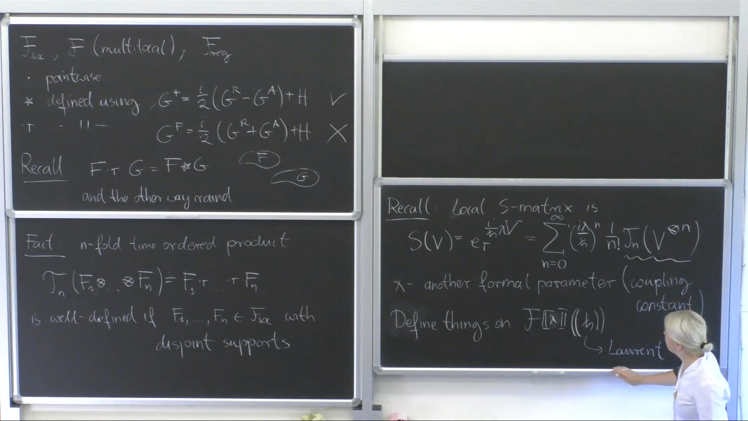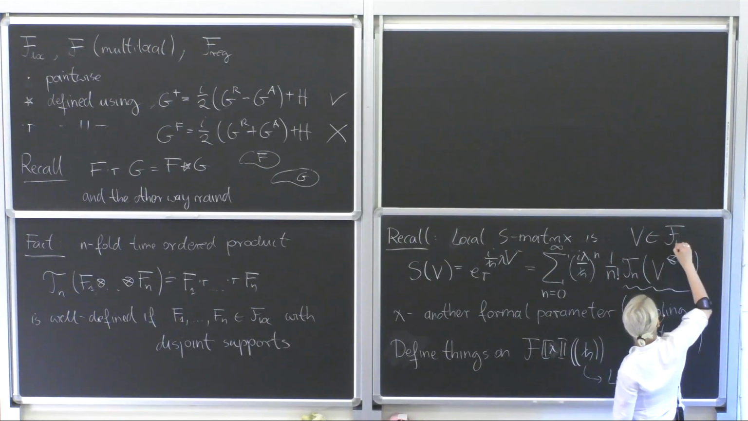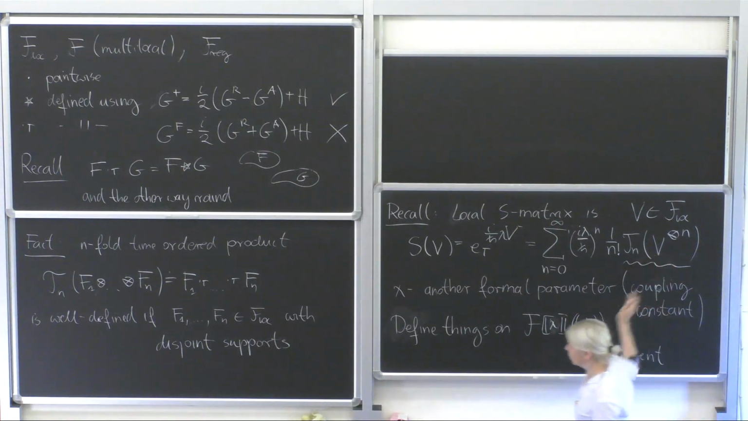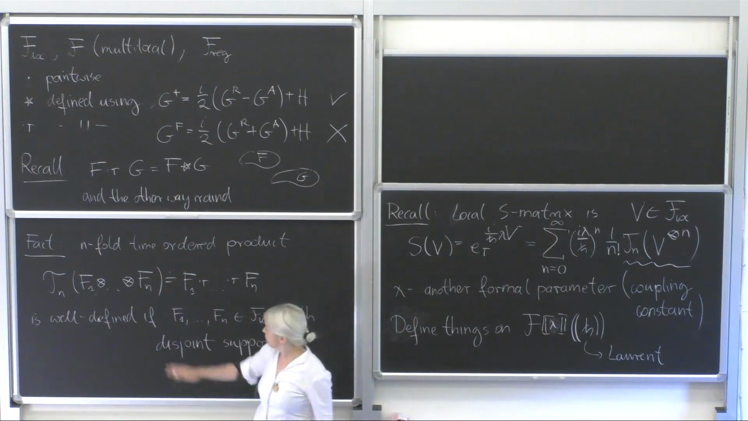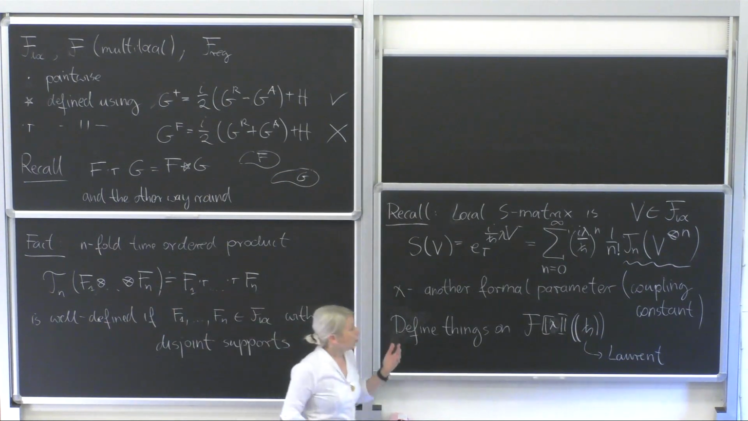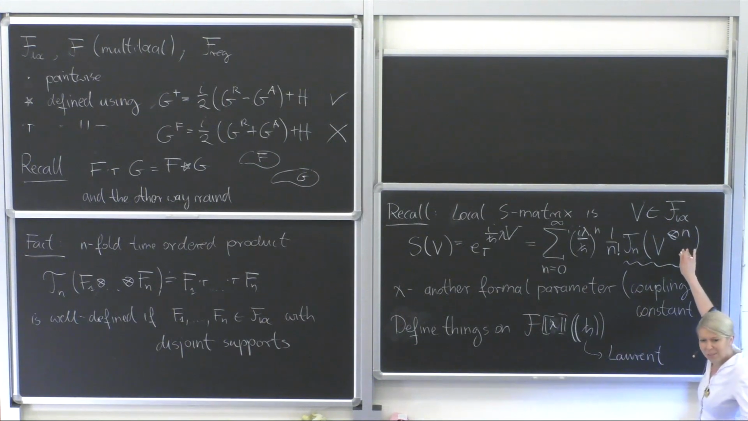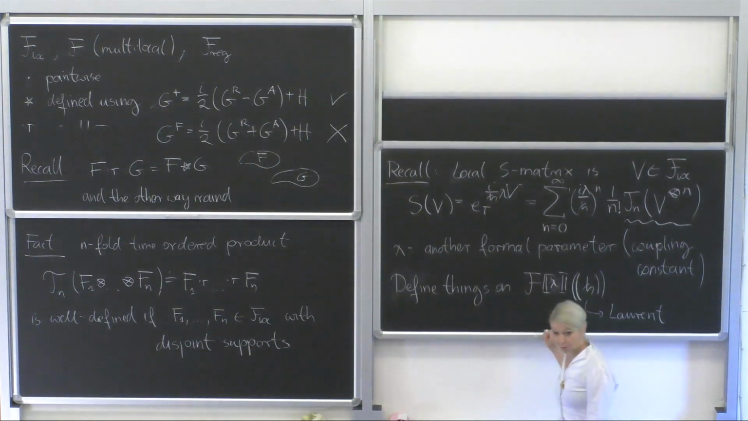So if V is local, then obviously this Tn, I cannot use this fact that it's well defined for disjoint supports, because V obviously doesn't have a disjoint support with itself. So for the actual application, I have to solve that problem. So now I'm going to solve that problem.